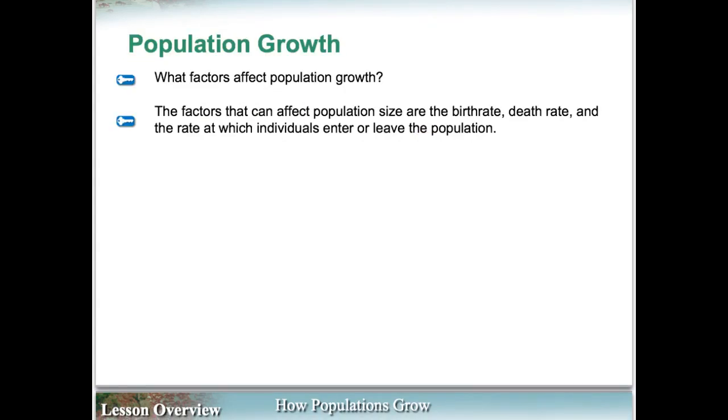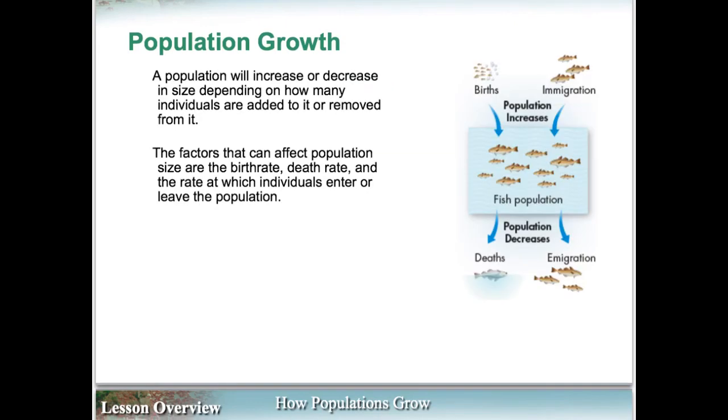Now we're going to talk about what factors can affect population growth. We're going to talk about birth rate, death rate, and even the rate at which individuals enter or leave the population. A population can increase or decrease in size depending on how many individuals are added or removed from it. The factors that can affect it are the ones we just discussed: birth rate, death rate, and then immigration and emigration, which is the rate at which individuals enter and leave.